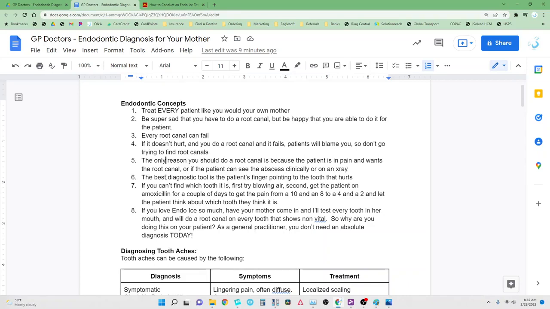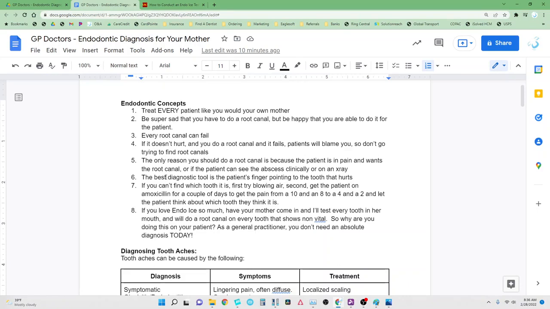Another concept that seems to be lost on newer doctors is the best diagnostic tool is the patient's finger pointing to the tooth that hurts, okay? So I see a lot of doctors just rushing in and doing pulp vitality tests or things like that. Why don't you just tell the patient to point inside of their mouth to the tooth that they think it is, okay? Because the concept is this, okay? If the patient says, listen, I've got pain on the lower right, and you go and do a bunch of your tests and it ends up being the wrong tooth, you're kind of to blame, okay?